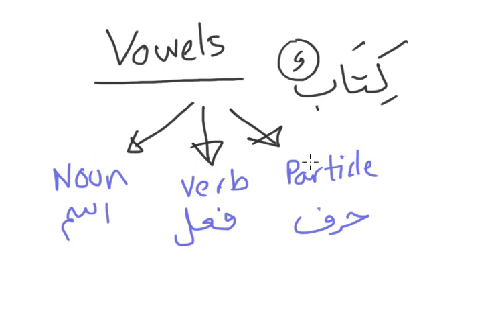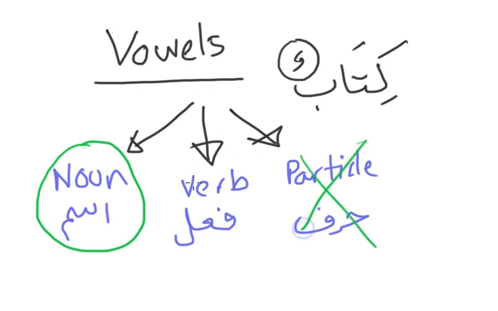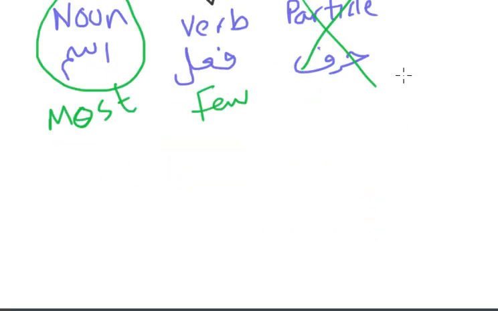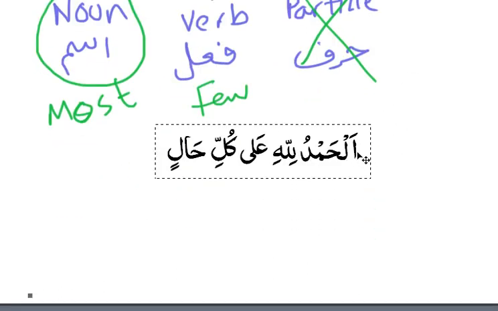Now, what we are going to be looking at is nouns more specifically, because nouns are the ones which change mostly at the end. Particles don't change. Verbs, few change, not all of them. But nouns, most of them change. Now, let's say, for example, this word here, kitab, is a noun in the Arabic language. So let's look at a few examples.